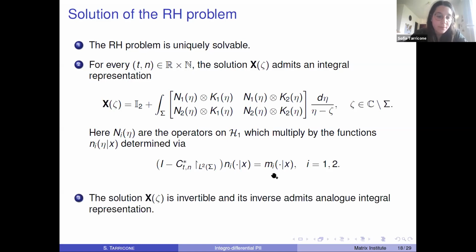And finally, you have this last property. Of course, your solution X is invertible, and its inverse can be represented through an integral representation that is very similar to this one. So that's it. We have a solution.